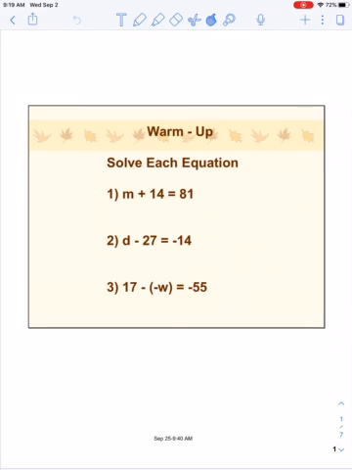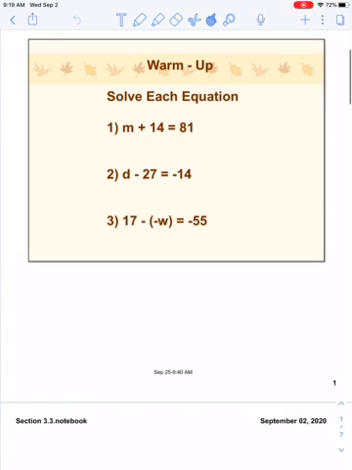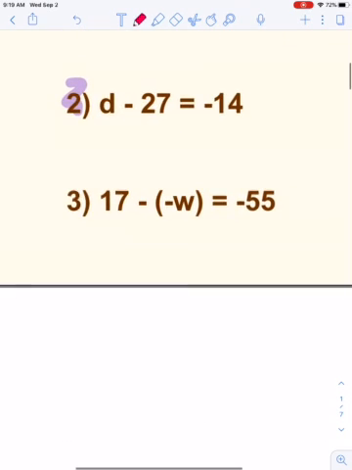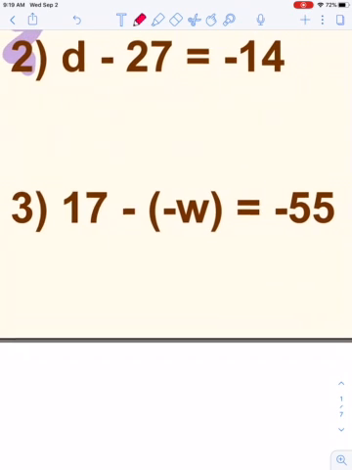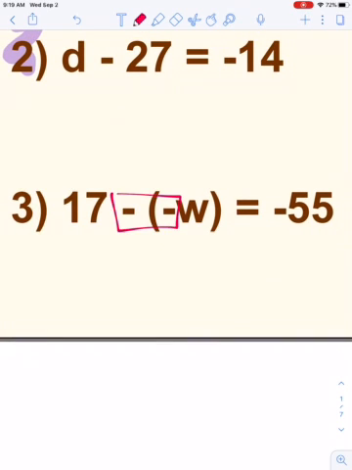All right, so section 3.3, and you are going to do this warm up on your own. I will do the third one with you, but the first two you're going to do. So you do 1 and 2, so pause me, go do 1 and 2, then start it again. Number 3 is just a little trickier because you see 2 signs in a row.